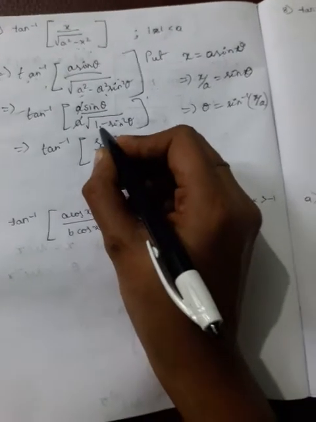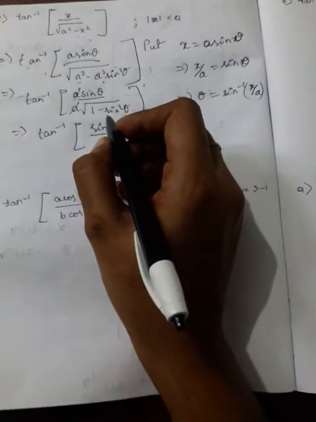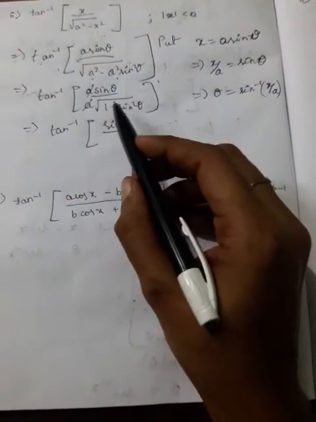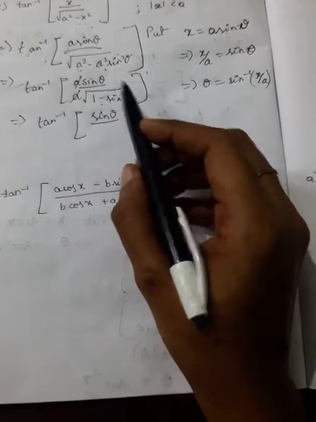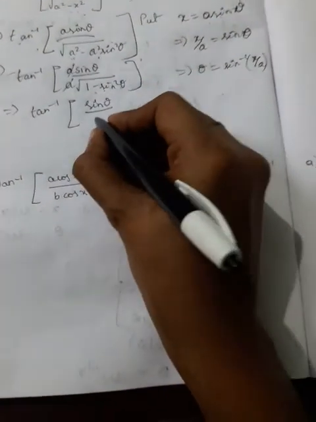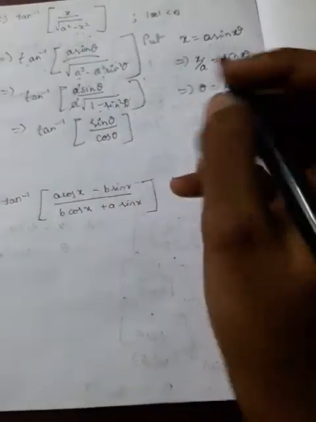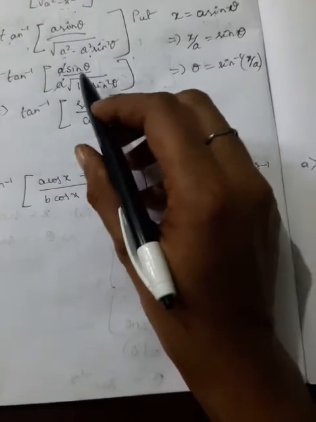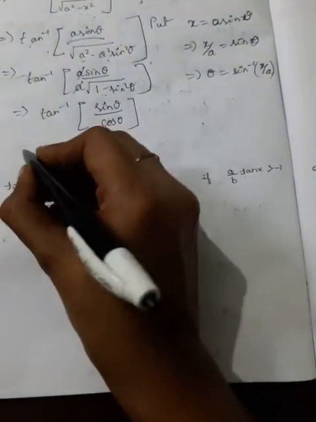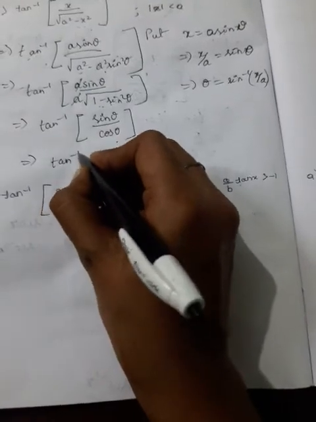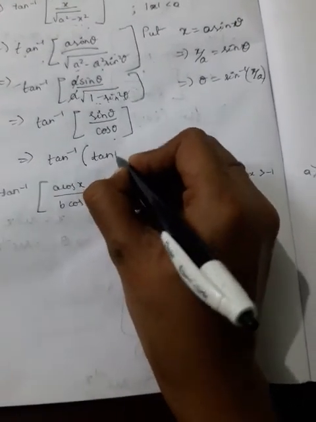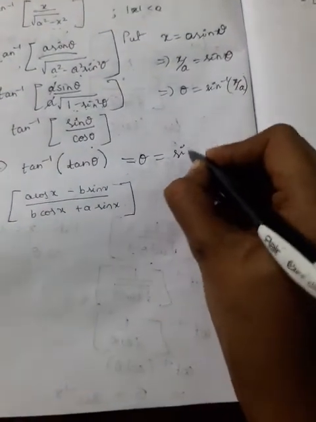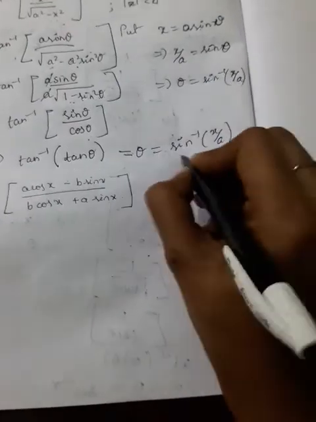divided by, we know that sin square theta plus cos square theta is equal to 1. Therefore 1 minus sin square theta is equal to cos square theta. Here inside the bracket cos square theta will be left. Square and square root get cancelled. Left is cos theta. Understood? The remaining is a cos theta. That is equal to tan inverse of sin theta by cos theta, which is tan theta. This is equal to theta. But what is theta here? Sin inverse of x by a.